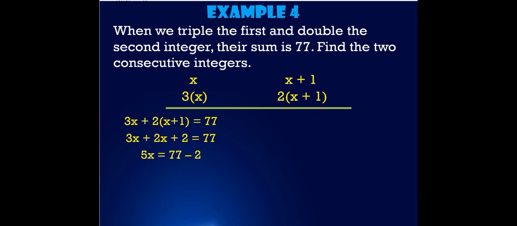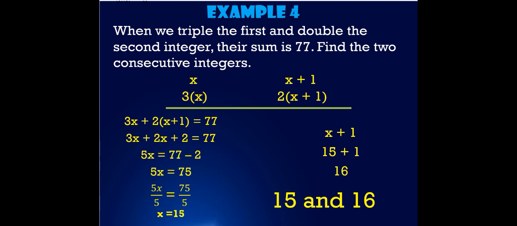Again, pagsamahin lahat sa left side ang may variable. 3x plus 2x is equal to 5x. And then 77 plus 2 will become minus 2. And 77 minus 2 is equal to 75. Now, let's find x. So, para ma-cancel si 5, divide natin both side by 5 para matira si x. So, we will have 5x divided by 5 is x, and 75 divided by 5 is 15. Kung si first number natin ay 15, so that means si second number natin ay 16.